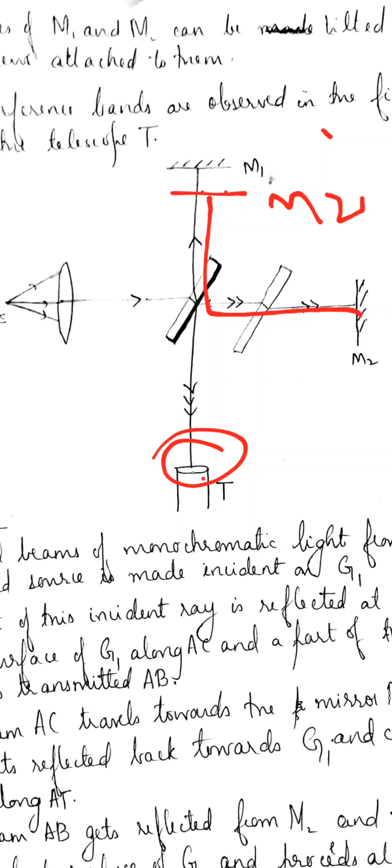I hope the construction, working and the explanations for the compensating glass plate and my Michelson's interferometer becoming optically equivalent to an air film enclosed between these two mirrors is clear to all of you.